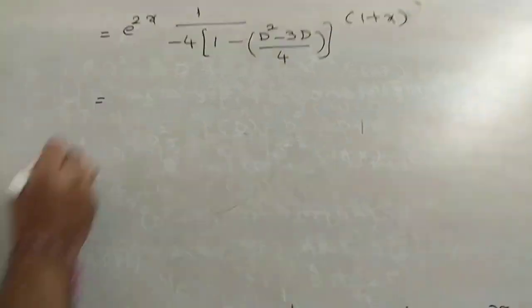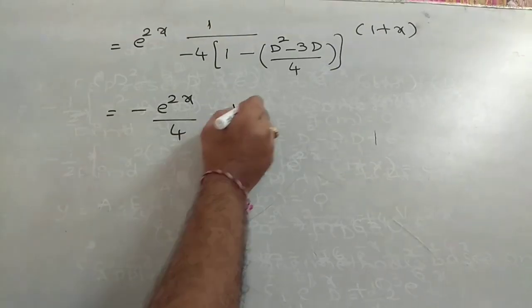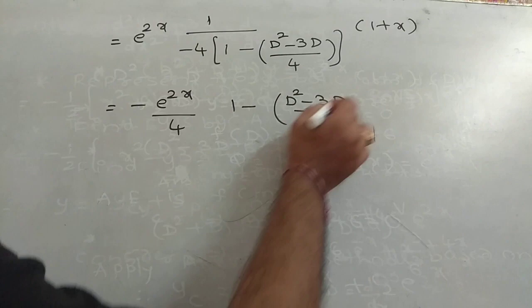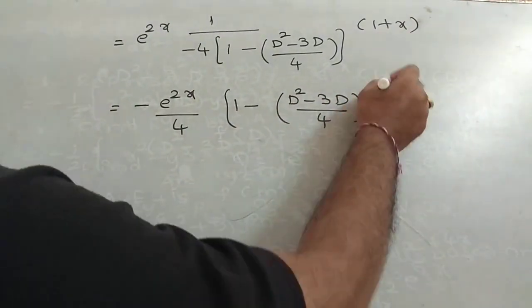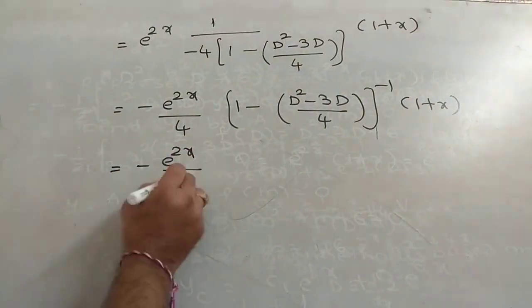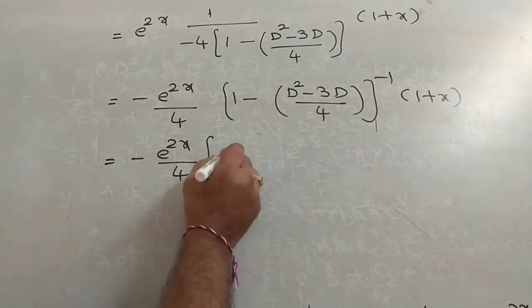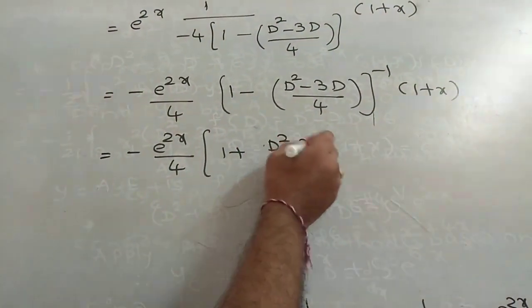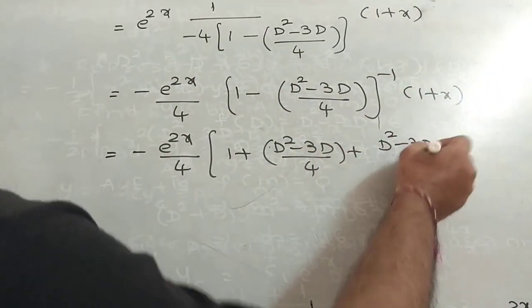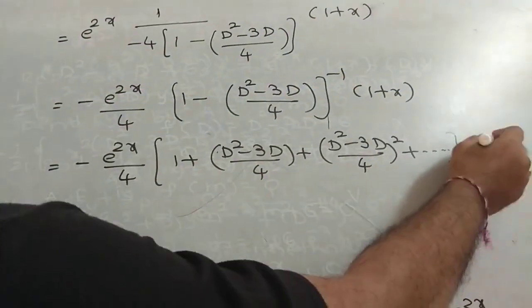Now this is equal to minus e power 2x divided by 4, that I am taking to the numerator, 1 minus d square minus 3d by 4, totally to the power of minus 1 of 1 plus x. Now this is minus e power 2x by 4. It is looking like 1 minus x whole power minus 1. As per the principle, 1 plus d square minus 3d by 4 plus d square minus 3d by 4 whole square, and plus so on. This is of 1 plus x.